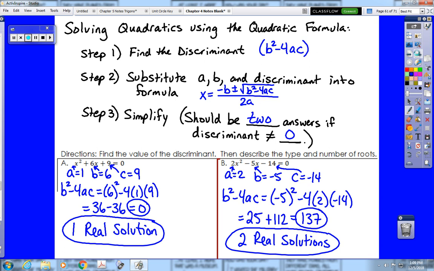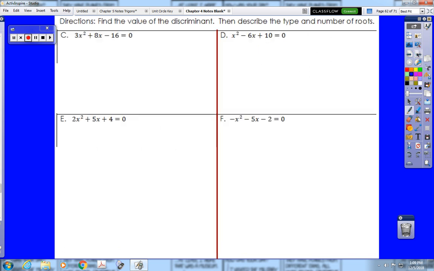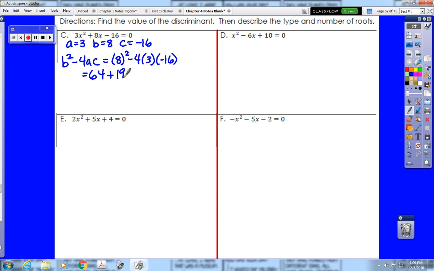Okay. A couple more examples of this, and then we'll do some quadratic formula solving, and we'll be done. So again, these are all equal to 0, so we're just going to go straight in here. And again, we did most of these in class to prove our understanding. So we identify a, b, and c, plug into b squared minus 4ac. That would be 64 plus 192, which would be 256. That is a positive number, so that would be two real solutions.